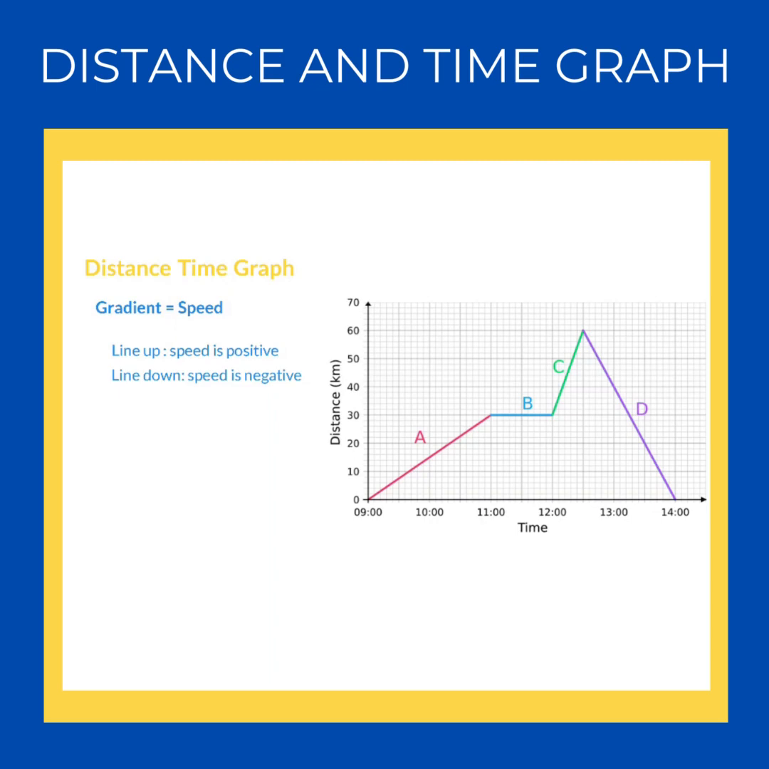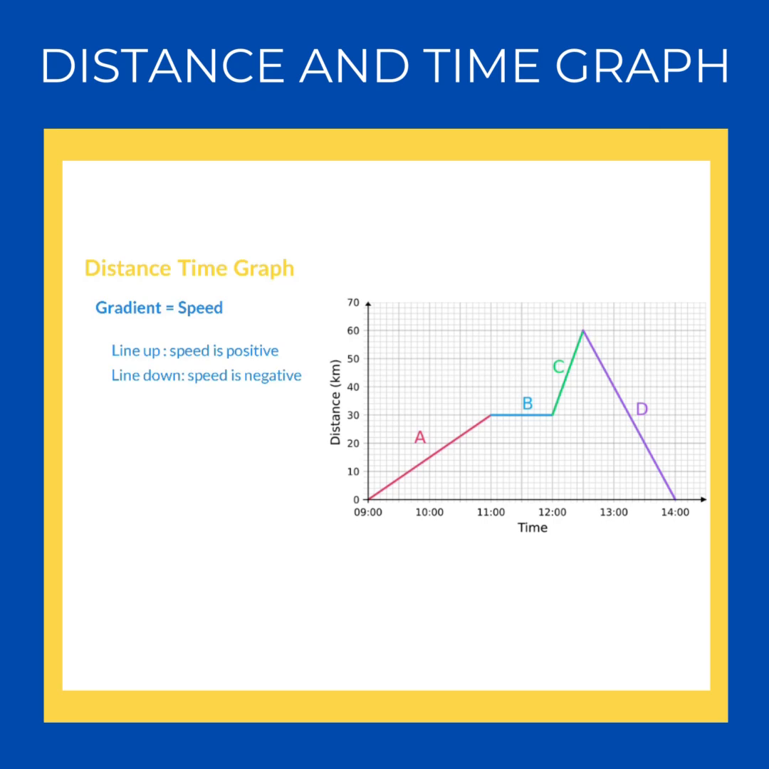Distance time graphs. Distance time graphs are graphs that show the distance traveled relative to the time. Now, the main feature that describes distance time graphs is the gradient, and the gradient is also the speed. So if I'm given a distance time graph and I want to find the speed, simply I need to find the gradient first, and then I can equate the gradient found to the speed.